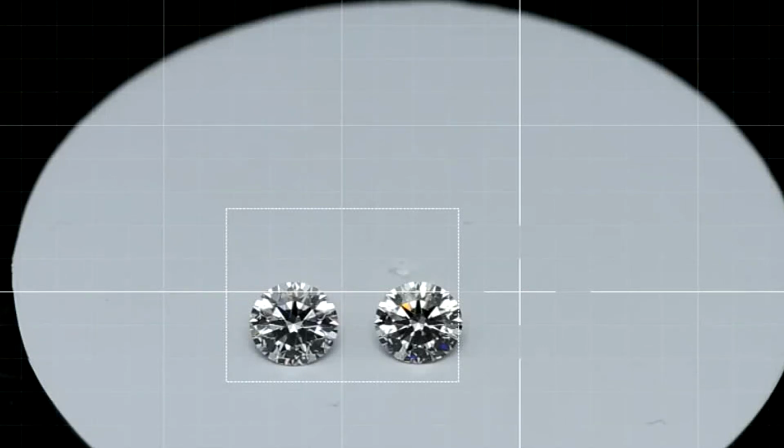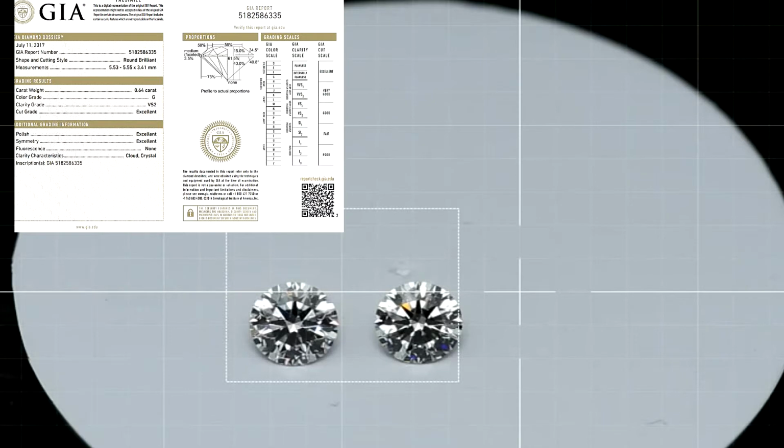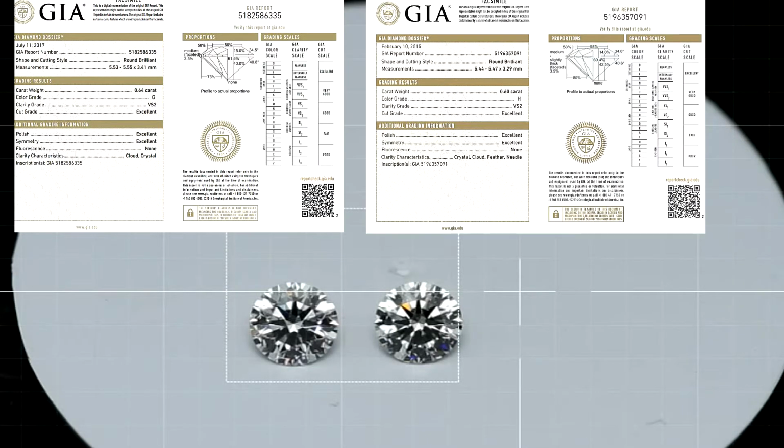Hello guys, so we're gonna talk about clarity grading, clarity of a diamond, right? So what we have here are two diamonds. The one on the left is a 0.64 G color VS2, right? On the right you have a 0.60 H color VS2. So it doesn't matter the color, right? The one on the left here has a VS2 and this one has a VS2 as well.